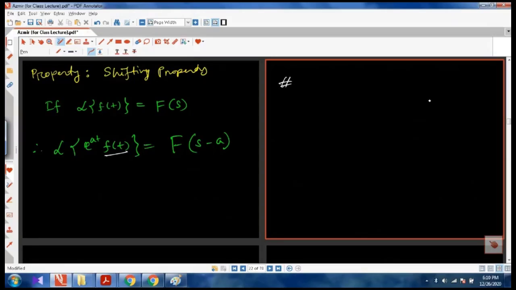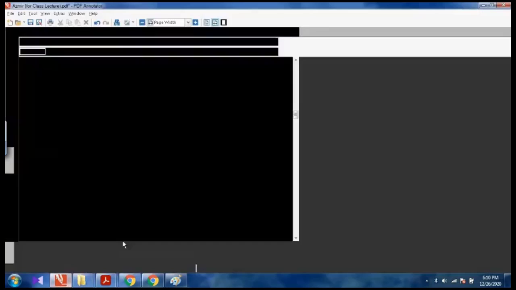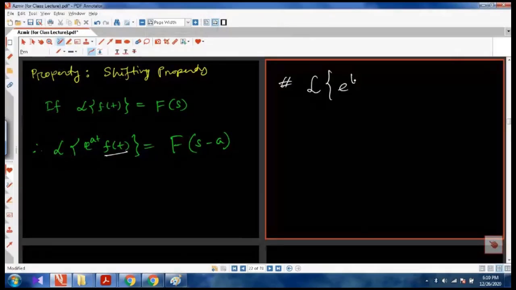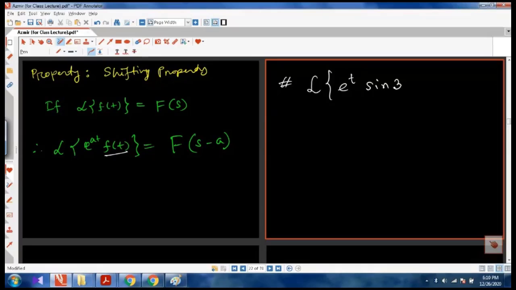The problem is, we have to evaluate Laplace transformation of what? E power t sine 3t. Can you see my screen? Yes, sir. Okay. So you might be wrong if you solve separately e power t and Laplace transform of sine 3t. This is not the same.